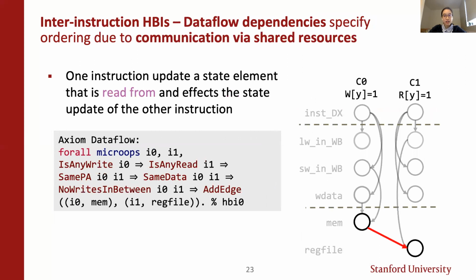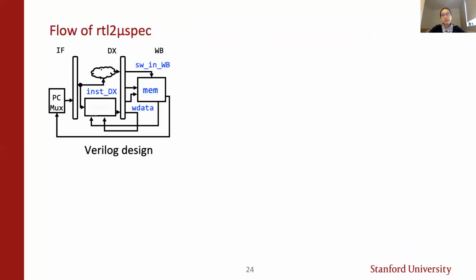The other interaction type is data flow dependencies, which specify the happens-before rules when two instructions share data. An example axiom shown on the left-hand side says that if there's a write instruction whose value is sourced by another read instruction on the same address to update some other resource, say the register file, there should be a happens-before relation between the update to memory and the update to the register file to enable this interaction.